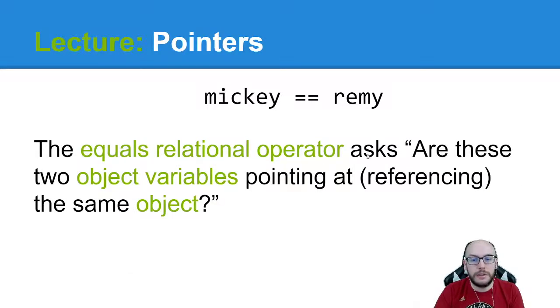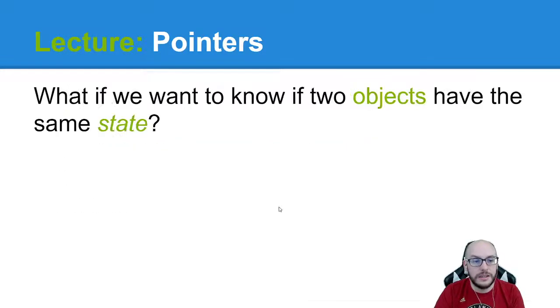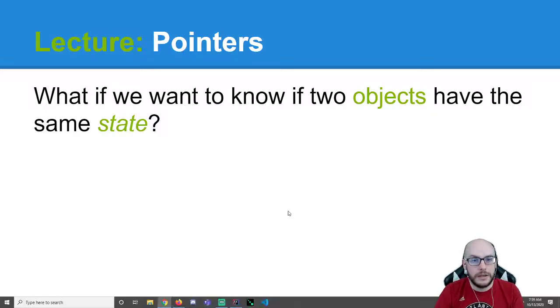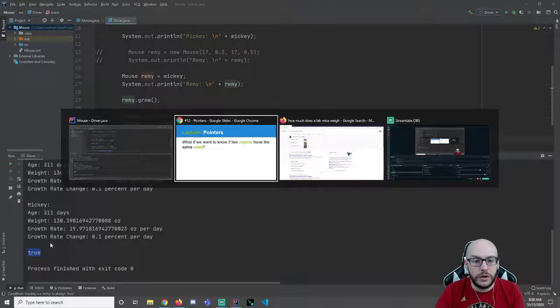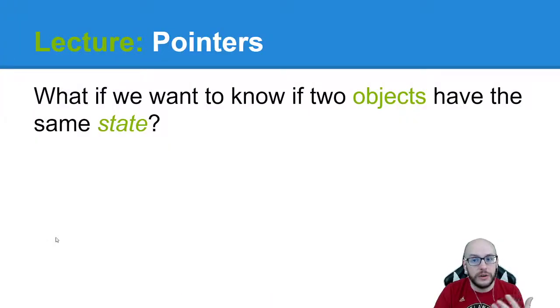The equals relational operator asks, are these two object variables pointing at or referencing the same object? That's not exactly the same thing as asking, do they have the same state? Right? We are getting the quote-unquote correct answer here, but I'm asking the wrong question. With this equals relational operator, I'm asking, are these two variables pointing at the same object? And true, they are. What if I actually do want to know, do they have the same state?